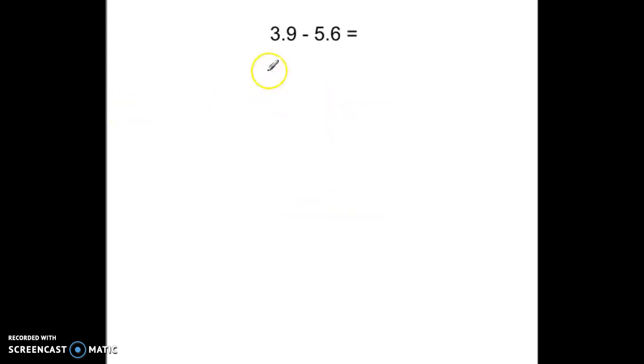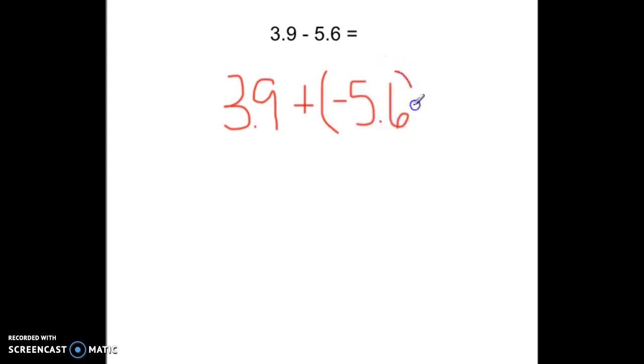Now let's try this one, 3.9 minus 5.6. Well, that becomes 3.9 plus, because the minus sign becomes a plus sign, this is positive 5.6, so we make it negative 5.6. Okay, now when we look at this, the signs are different, so that means we should be subtracting. So we do 5.6 because it has the greater absolute value, minus 3.9.